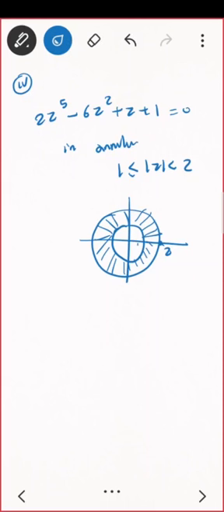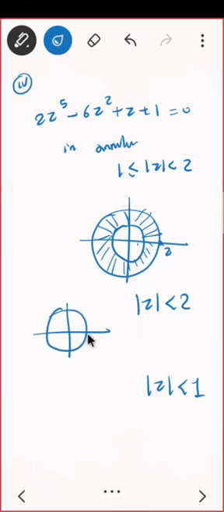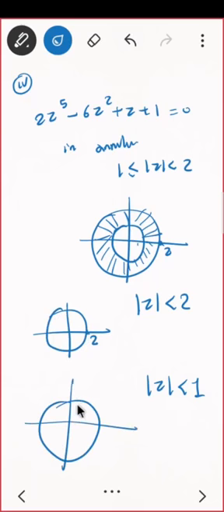See, whenever you see something like this, the best way is to do one thing. You first calculate the number of zeros in this domain, mod z less than 2. And the next thing, you calculate all the zeros in the domain mod z less than 1. Do you see what I did? I am just calculating all the zeros where the domain is 2, and then all the zeros where the domain is 1. Actually, I should have drawn this a little smaller. This is the trick I should use.